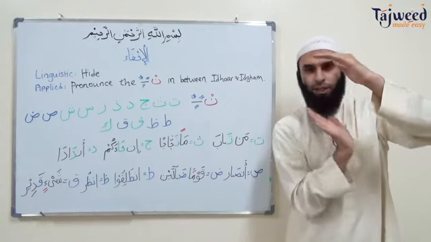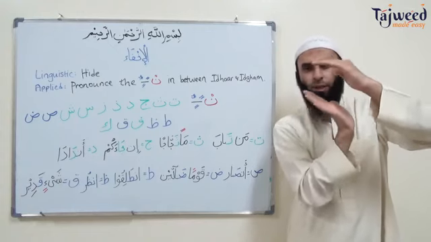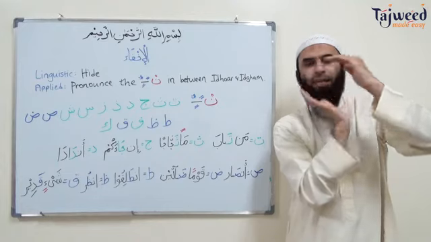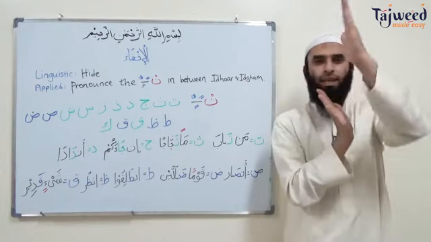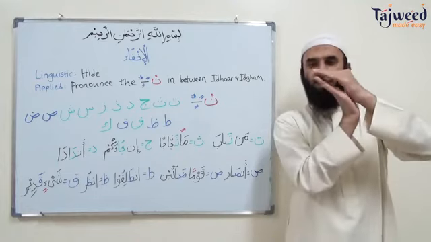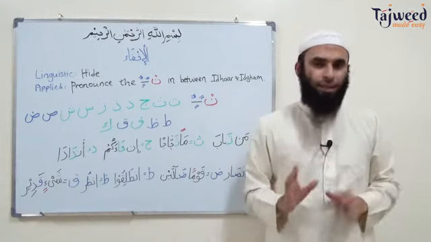We want to get the tongue as close to the makhraj, the articulation point of the ta, as possible, and then say the ta without the ghunna. So man taba. That's it.